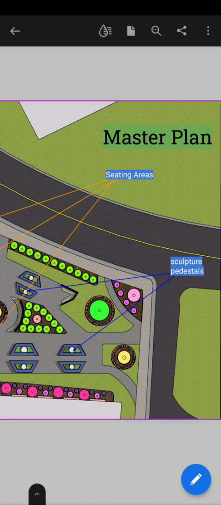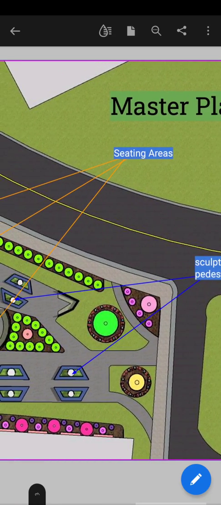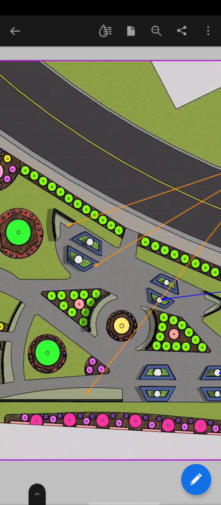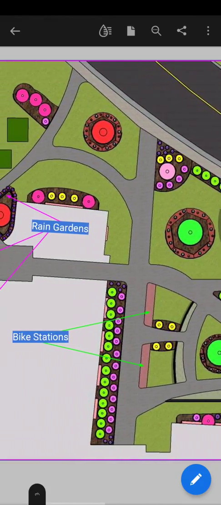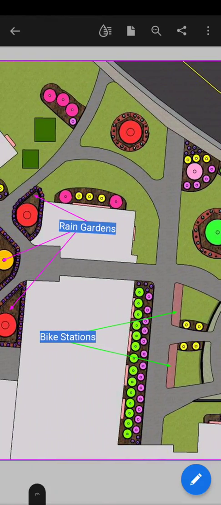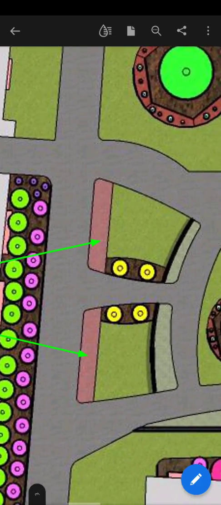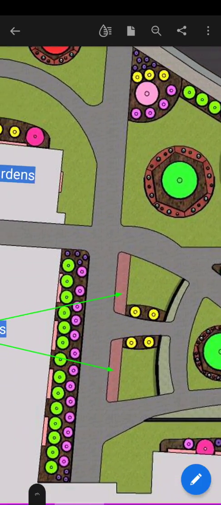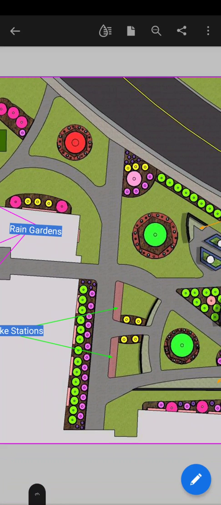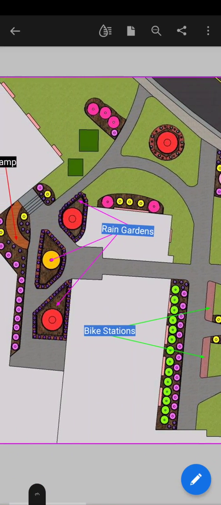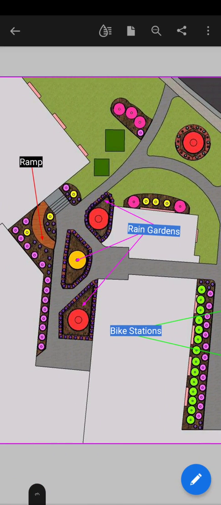This is my other slide, which is pretty much telling you about those sculpture pedestals and my various seating areas. And the bike stations, which I located right here due to people being able to actually park their bike and sit and chill without having to go so far, and the rain gardens and the ramp.